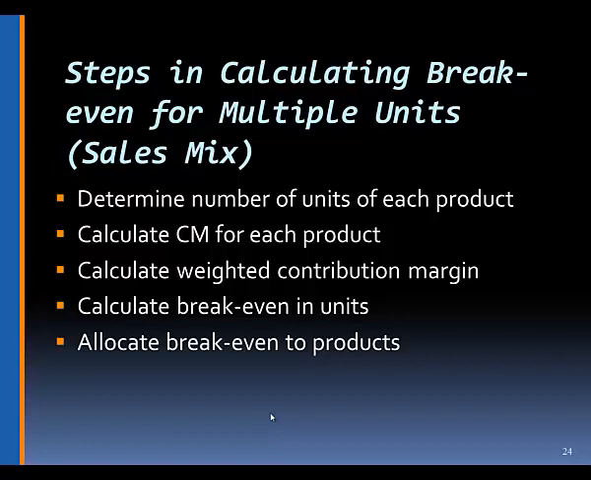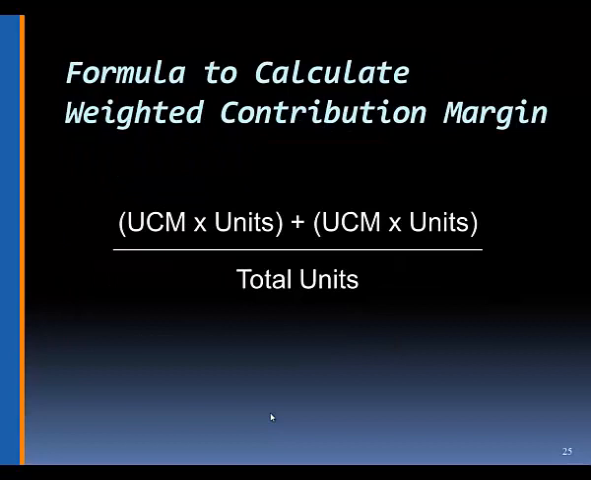First, we determine the number of units that we project to sell. Then we calculate the contribution margin for each product by subtracting the variable costs from the sales price per unit. Then we calculate the weighted contribution margin. From that we can calculate the break-even in units and then allocate the break-even to determine what the break-even is for each product.